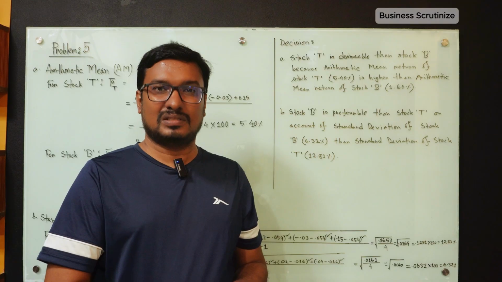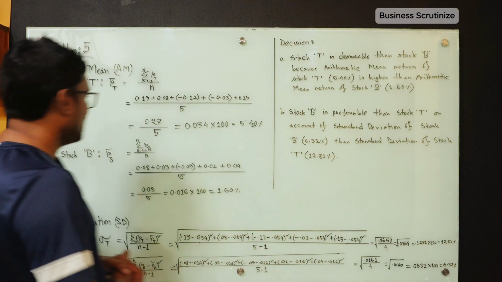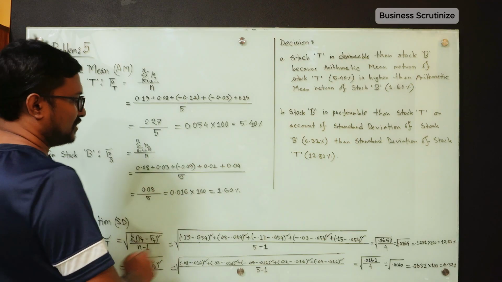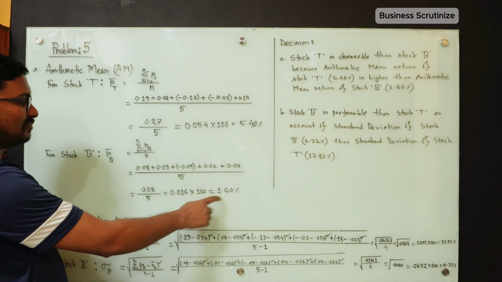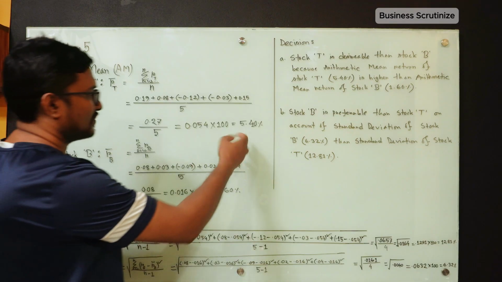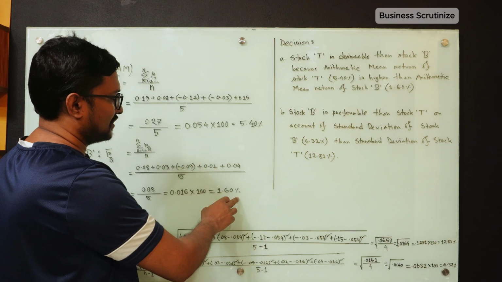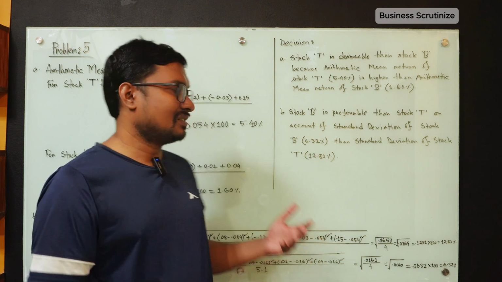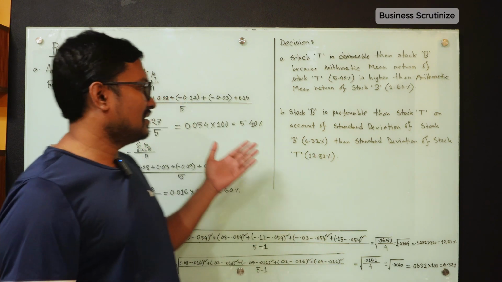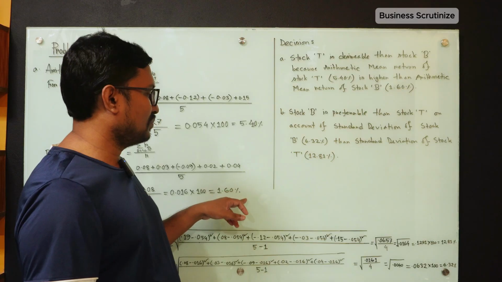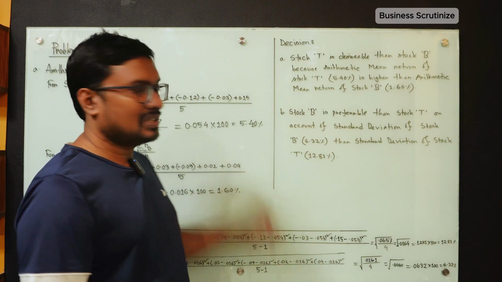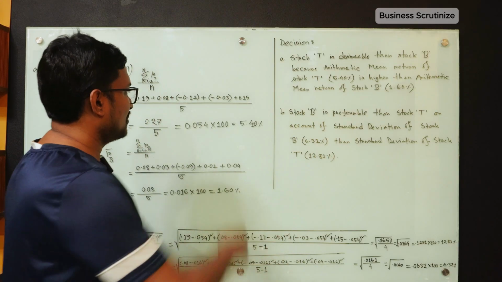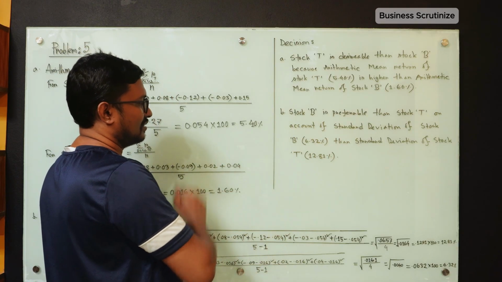Why is stock T desirable? Because if we consider the result of stock T, it is 5.4%, and for stock B it is 1.6%. So the annual arithmetic mean return is higher than stock B. So stock T is an acceptable, desirable stock for an investor because it provides a higher return than stock B.